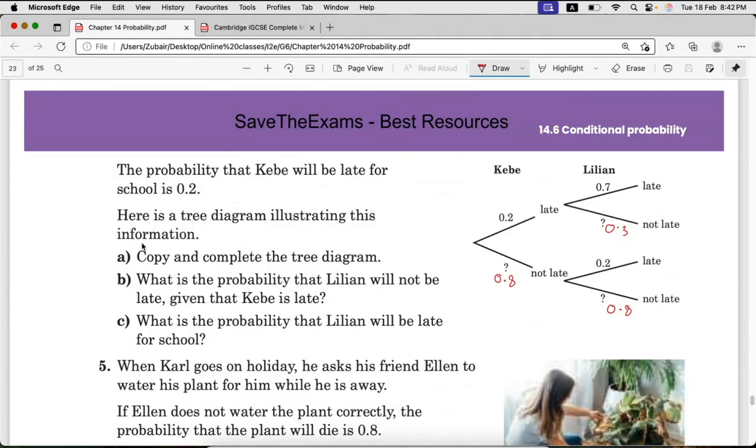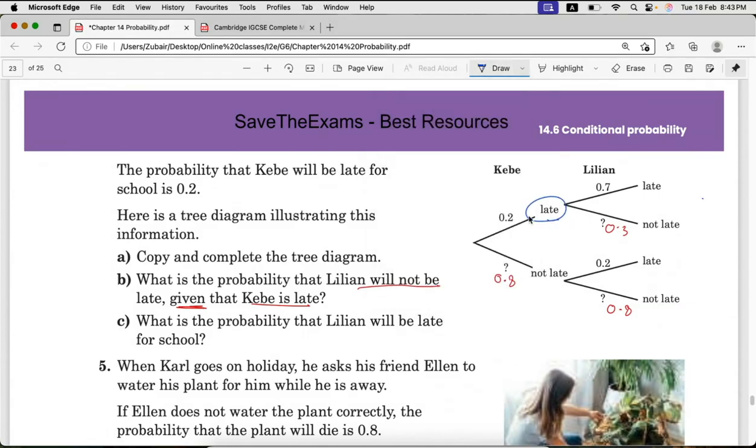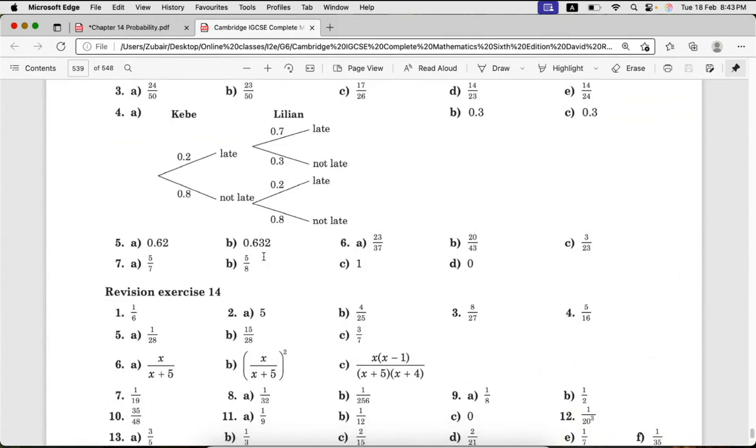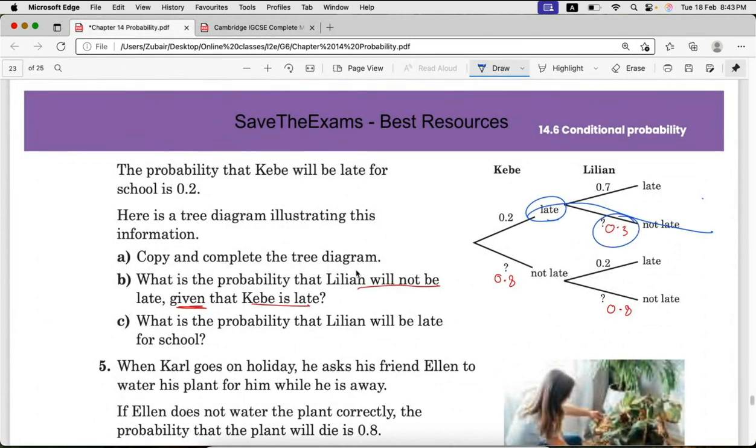Here is a tree diagram illustrating the information. Copy and complete the tree diagram. Done. What is the probability that Leland will not be late given that Kebo is late? So Kebo is already late and she will not be late. So this should be 0.3 for B. Where's B? Oh yeah, 0.3.